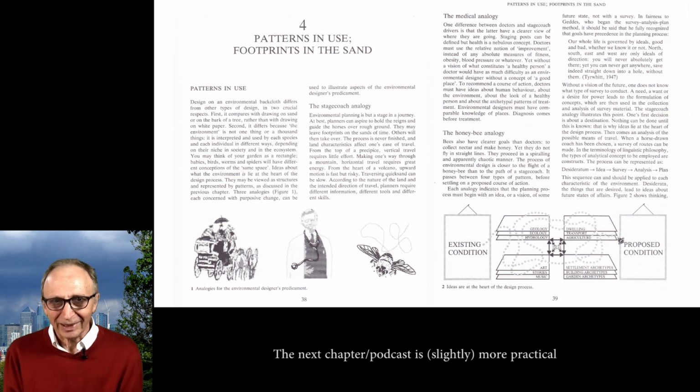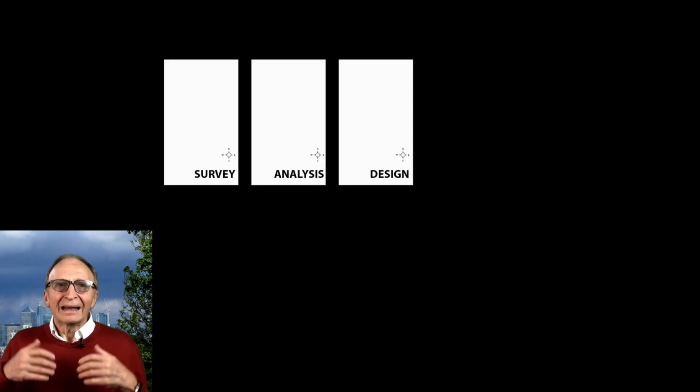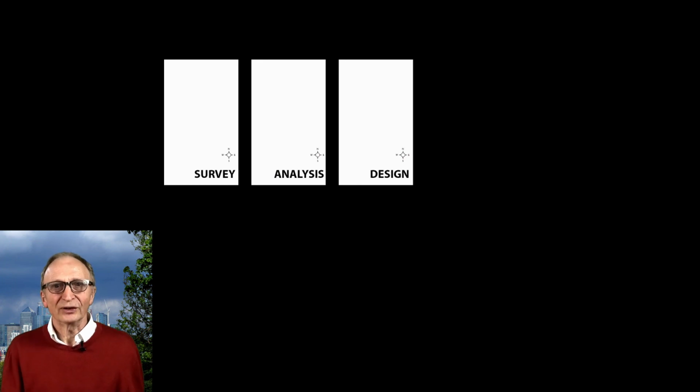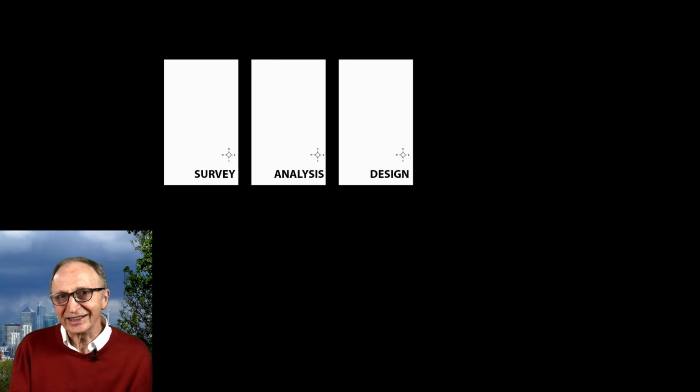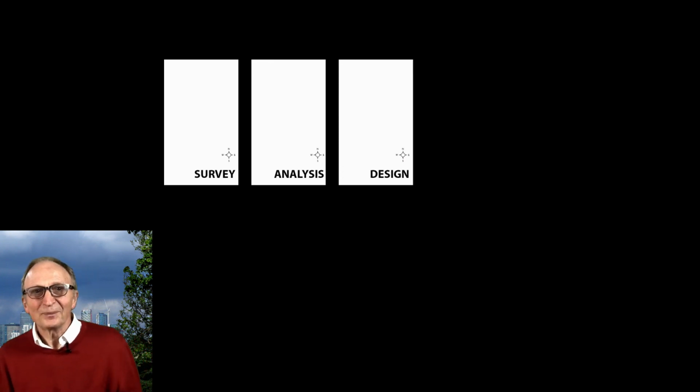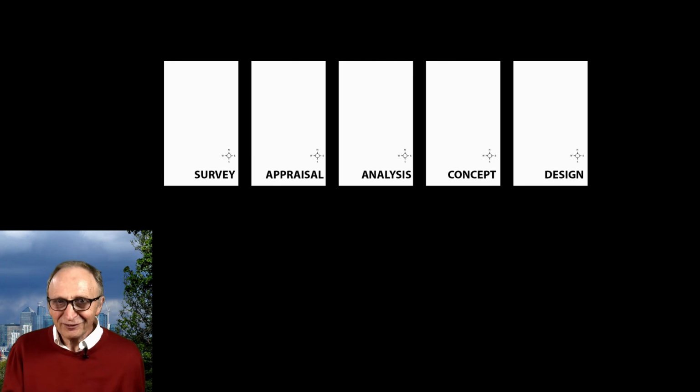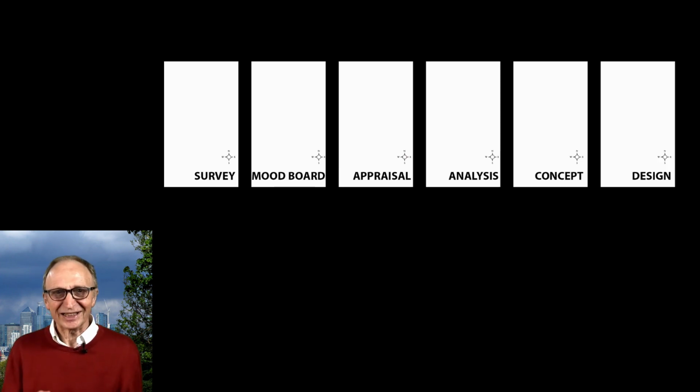So here's an extra comment. As a student, we were taught a 3-sheet design method. They were a survey sheet, an analysis sheet, and a design sheet. In time, this was extended to a 5-sheet method, with the addition of an appraisal sheet and a concept sheet. Then it became a 6-sheet method, with the addition of a mood board, also called an image sheet.